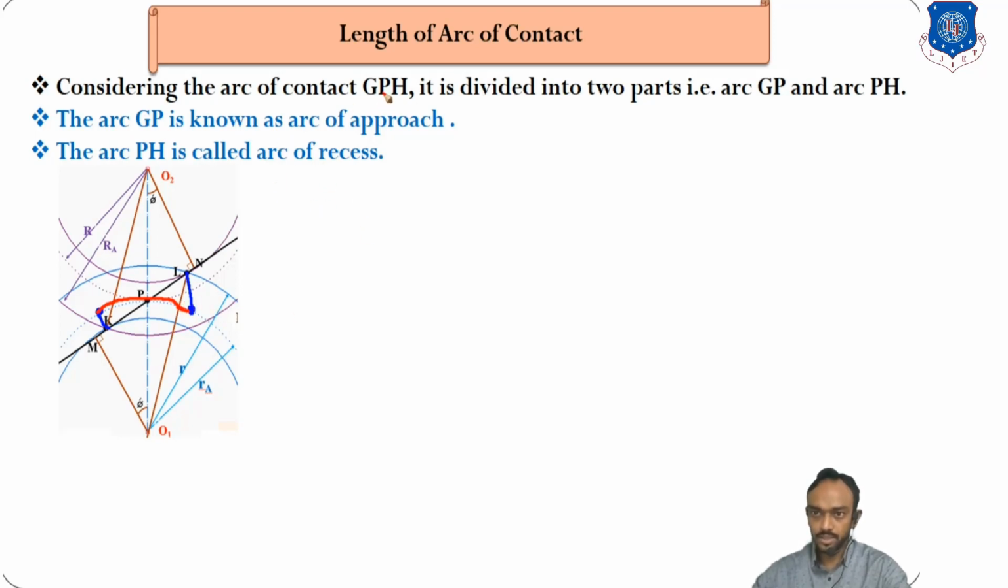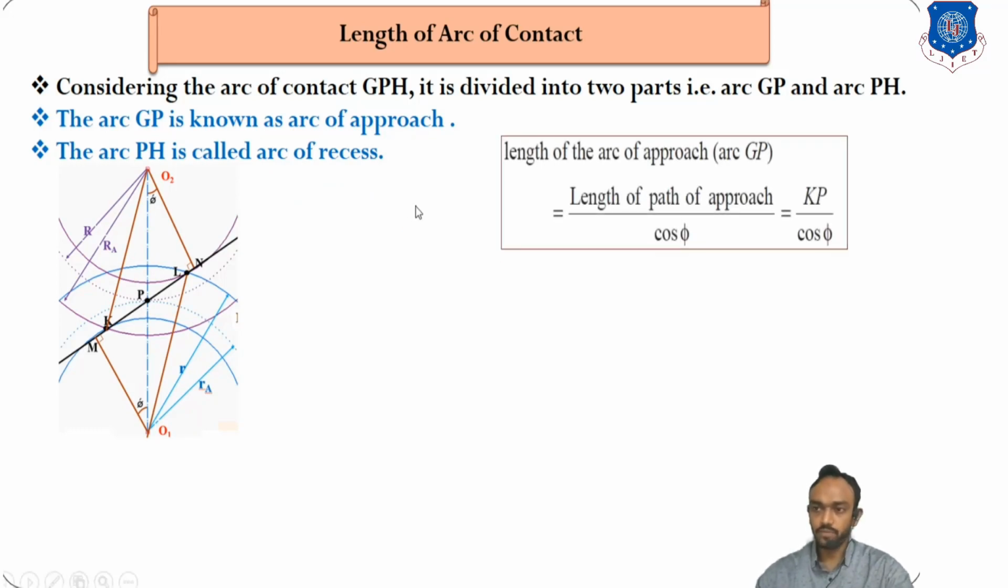So there is G, P, H. This is the point G, P is the pitch point at the center, and H is at the end. This total arc is a combination of two arcs, same as the length of path. G to P is known as the arc of approach, and after that P to H is known as the arc of recess. So we will find this the same way.